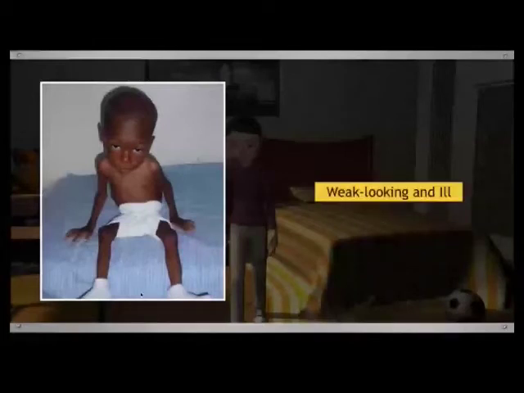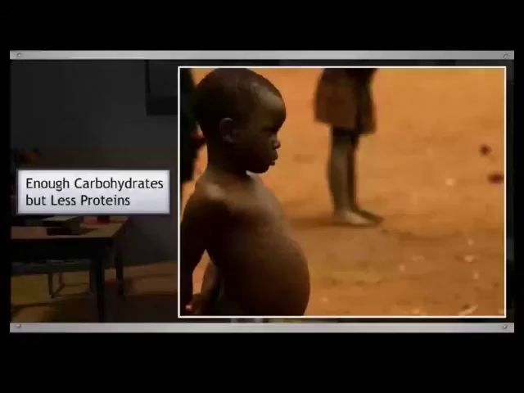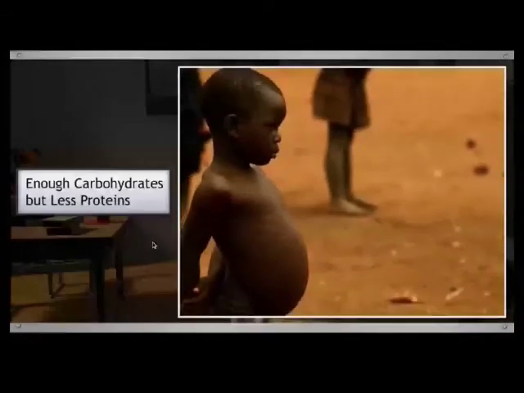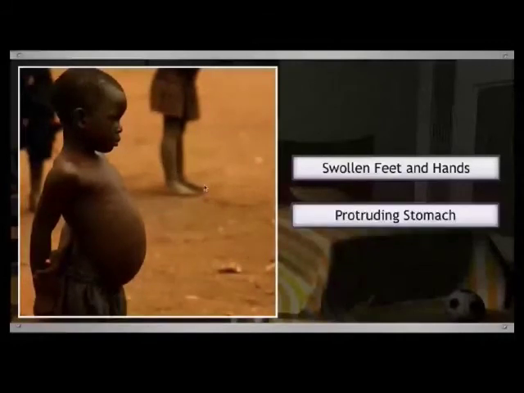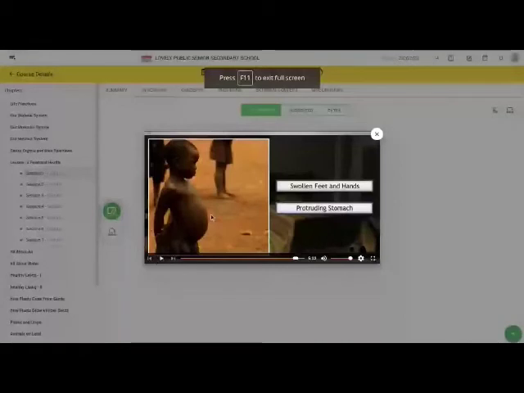See the picture, the boy. Protruding stomach. See, it's like a pot. The stomach will develop and grow more, and it will be like a pot, a matka. That is why it's called a pot belly. This will be because of the malnutrition. The stomach is protruding, but see, the ribs are visible. Hands and legs are swollen.